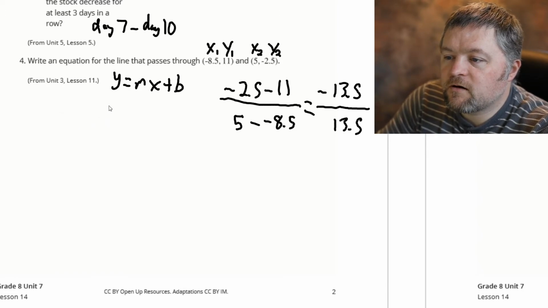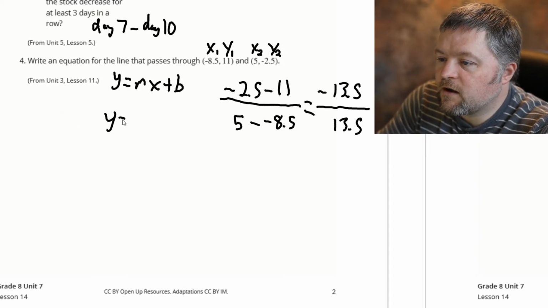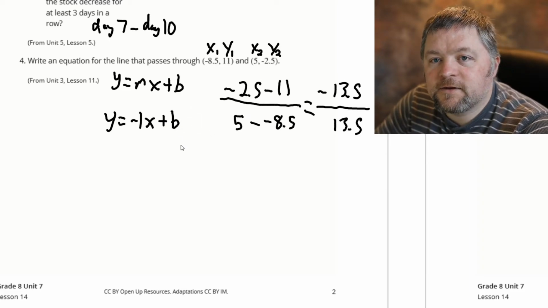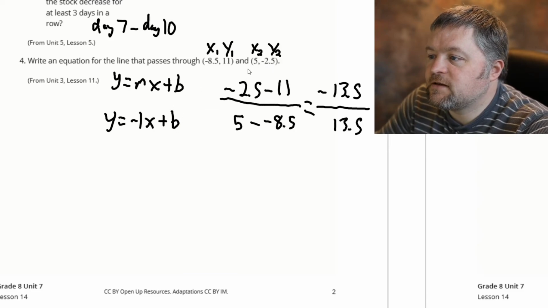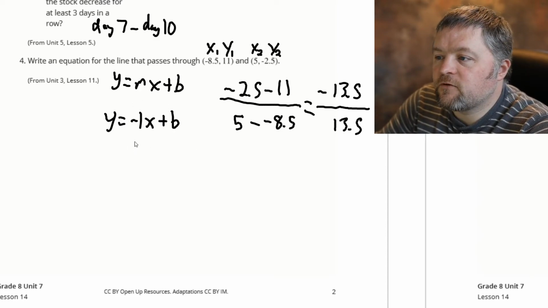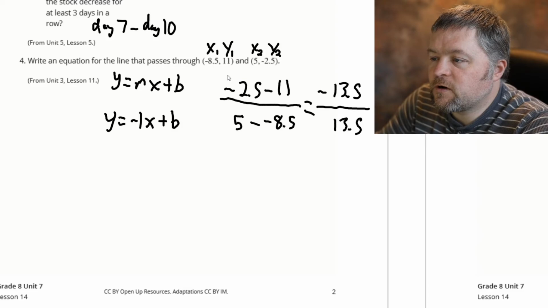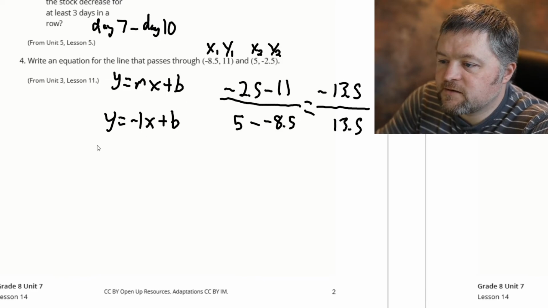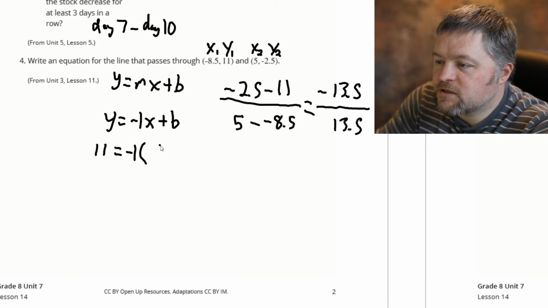So now we know our equation is going to be y equals negative 1x plus b. We don't know what our intercept is yet, so let's take one of these points and substitute it into the equation that we have right now. Which point do we want to use? It doesn't really matter. Let's take the first one. The y value we can substitute in is 11. We want to substitute in the x value, which is negative 8.5, plus b.